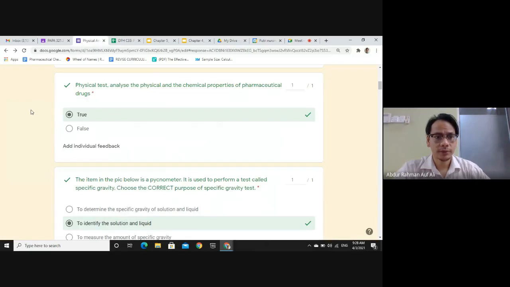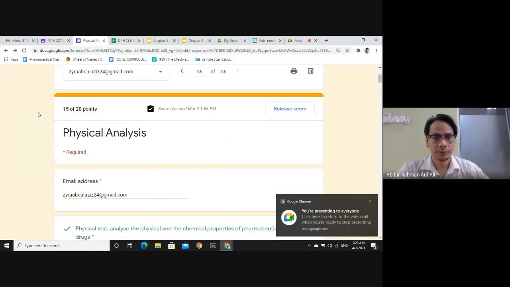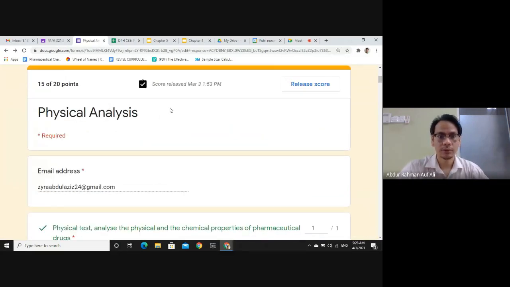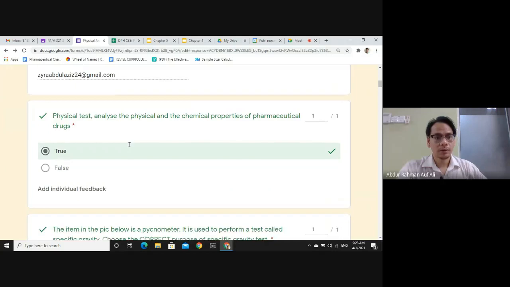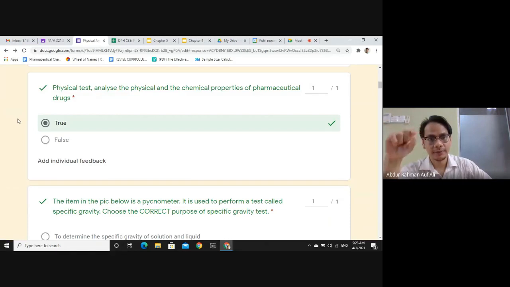Physical analysis. Okay, so saya pinjam Zira punya submission. Enlarge this. Okay. So question number 1, physical test. Analyze the physical and the chemical properties of pharmaceutical drugs. Yes, this is true. Okay, so this is like the first slide dalam the lecture note.